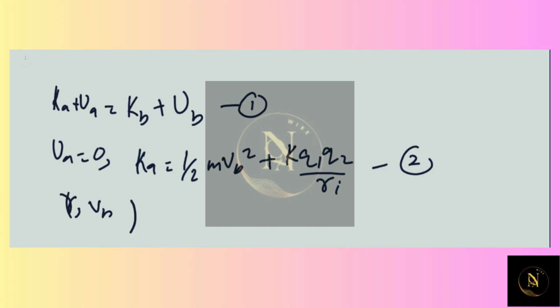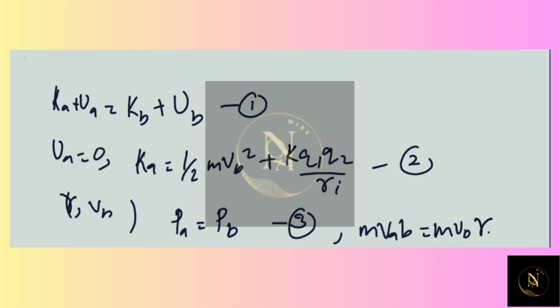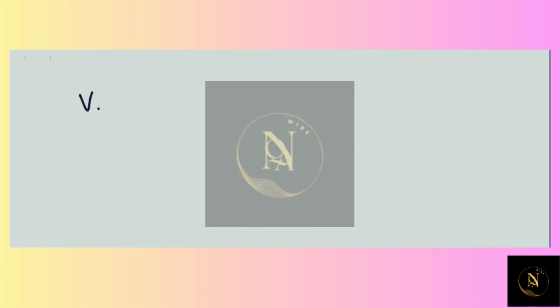So momentum after collision is equal to momentum before. Let's call this equation number 3. We substitute equation number 3 to get m vA times b is equal to m vB times ri. From here we can write vA b divided by ri is equal to vB. We call this equation number 4.